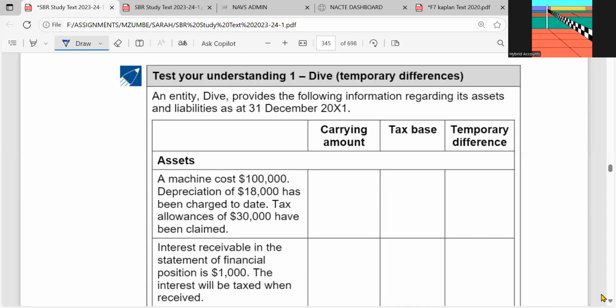All right, in the next video, we explain and we solve this question on how to get the carrying amount, the tax rate, but also the temporary difference, and being able to know whether there is a deferred tax liability or a deferred tax asset.